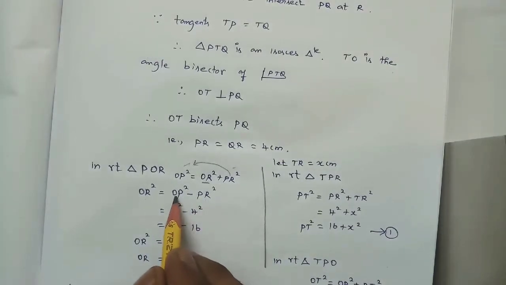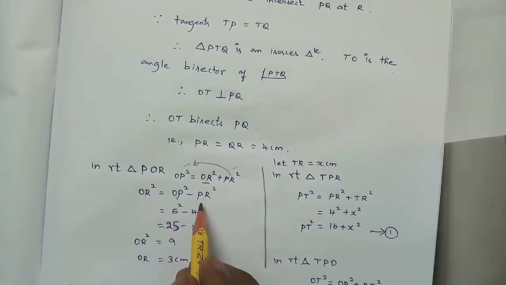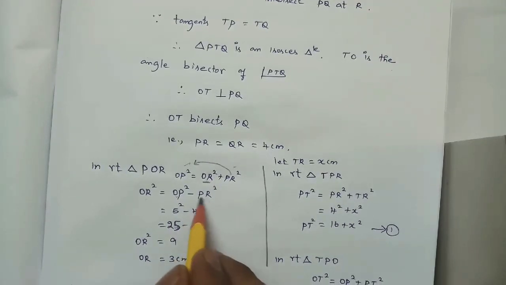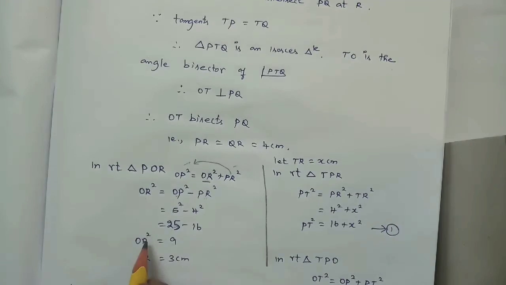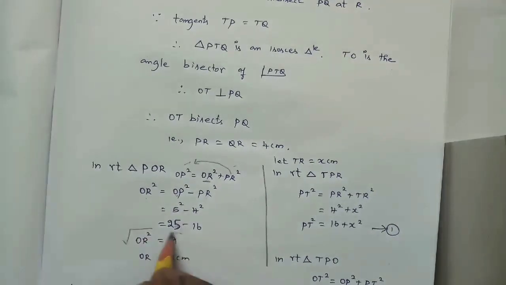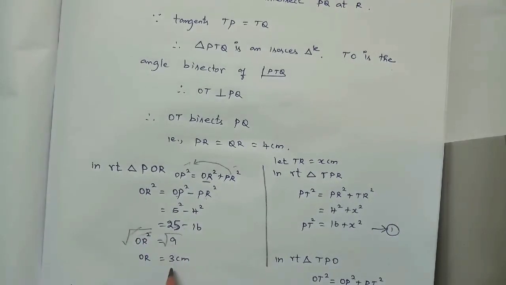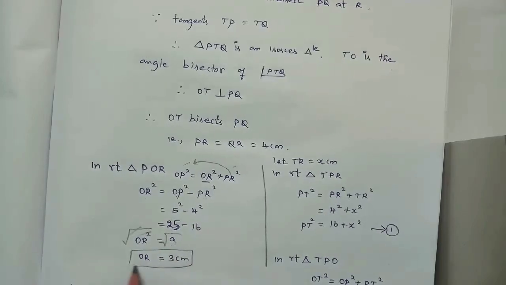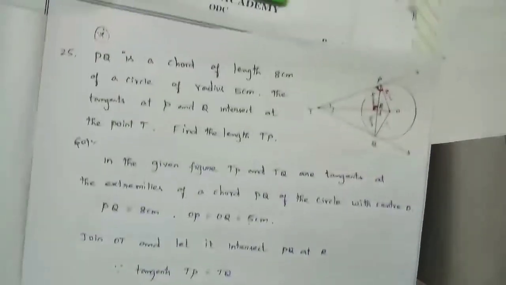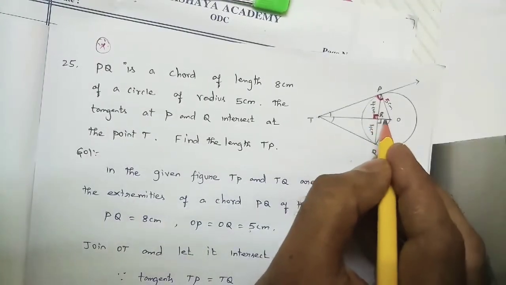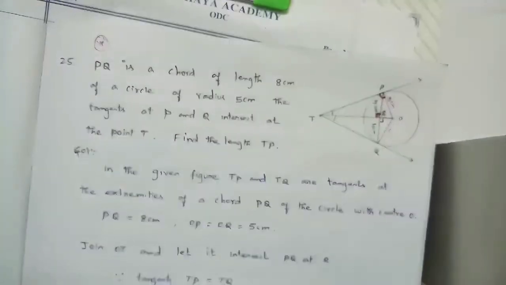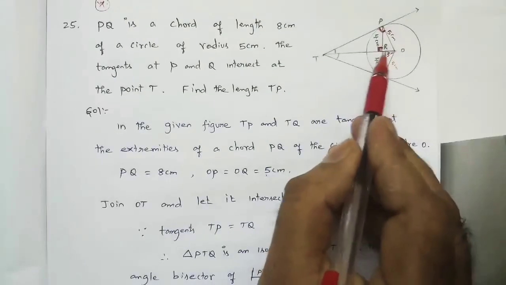What is OP? OP is the radius of the circle, that is 5. PR is half of the chord, so PR is 4. So 5 square minus 4 square, that is 25 minus 16, equals 9. So OR square equals 9. Taking the square root on both sides, OR is equal to 3 centimeters. We got it. OR is equal to 3 centimeters.